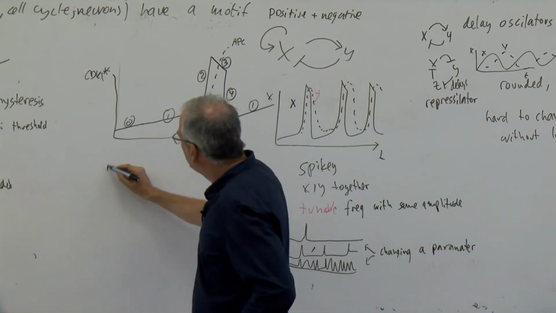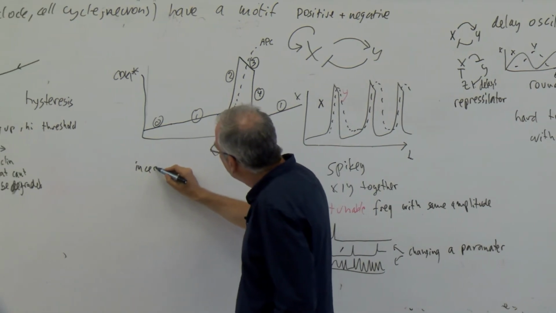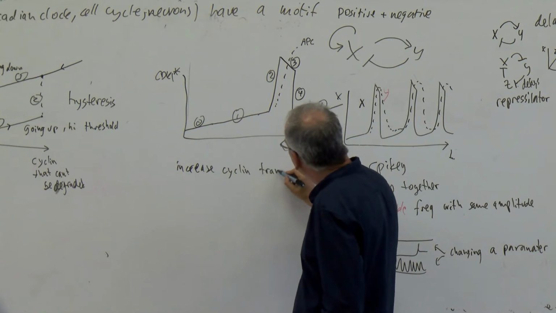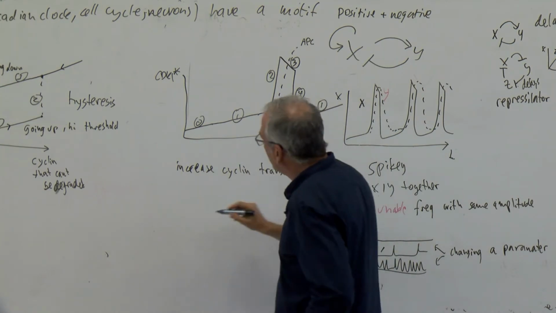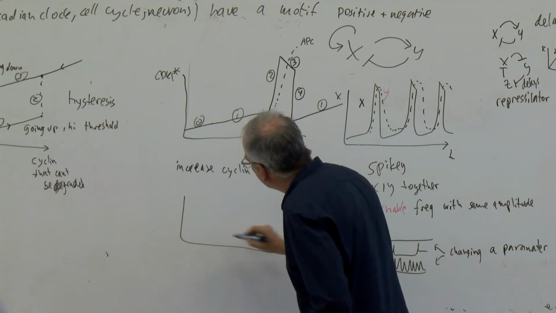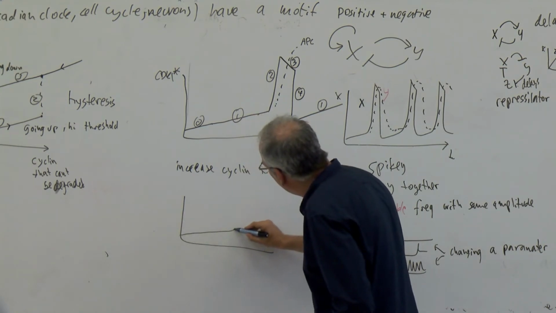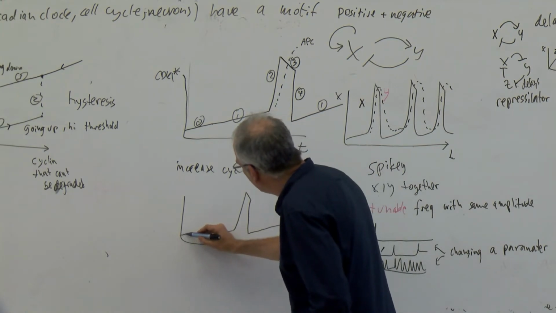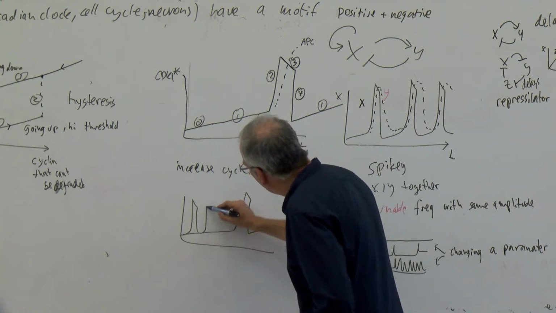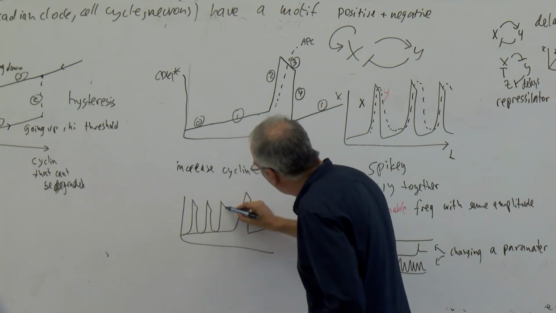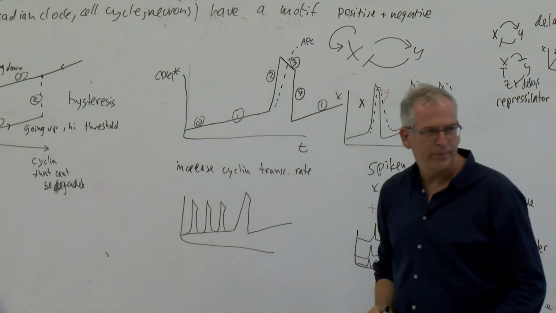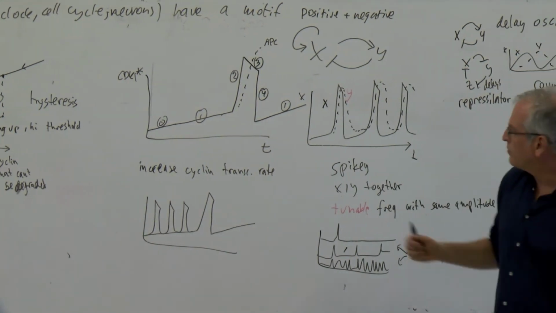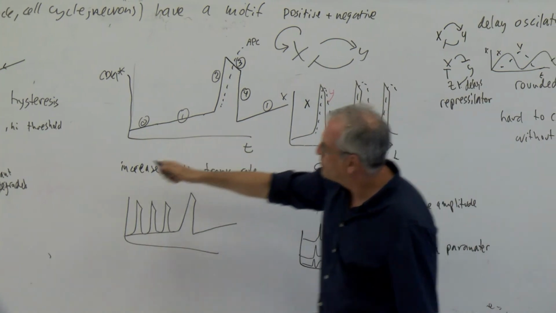I just want to say that if you increase cyclin transcription rate, it just builds up faster. So you go to a situation where instead of this, you go to a situation of this. So that's how you can get faster spikes. The period is controlled by this build-up stage.